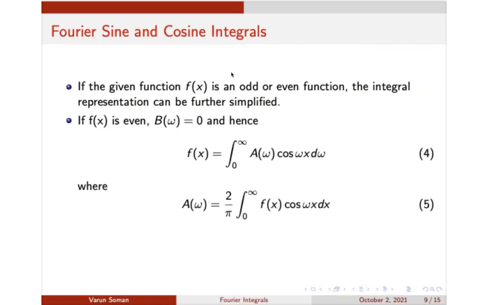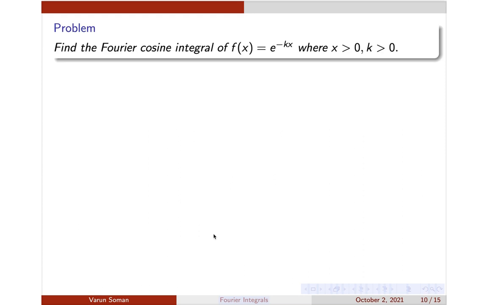So this is the representation. They can directly ask you to find the Fourier cosine integral. Just take the value, plug it in the formula, and find the answer. So let's do one problem here. Let us find the Fourier cosine integral of e raised to minus kx.